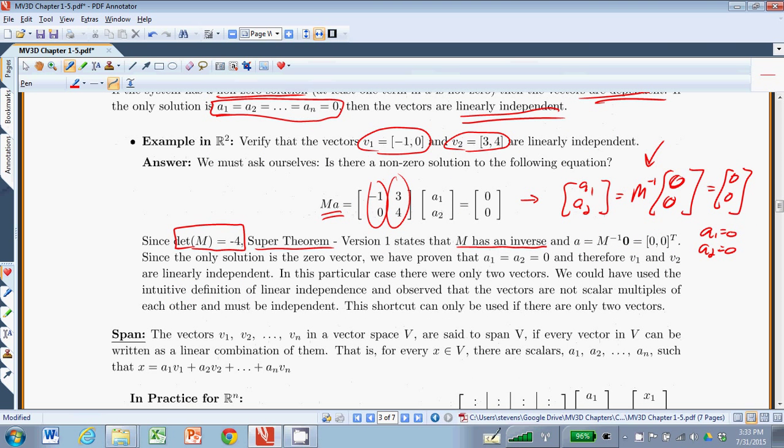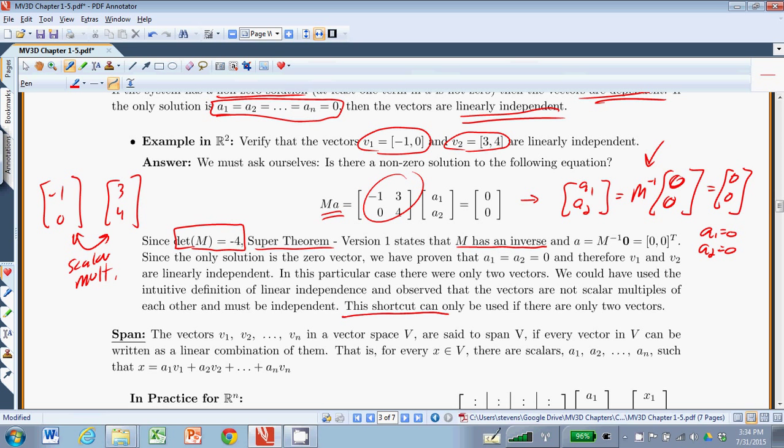And you can actually use the intuitive definition to figure this out too. If you only have two vectors, (-1, 0) and (3, 4), the only way that one can be obtained as a linear combination of the other is if one of them is a scalar multiple of the other. And what you can see here is that that's not the case. But that intuitive definition really only works when you have two vectors, and it reduces to one being a multiple of the other. The shortcut can only be used if there are only two vectors.